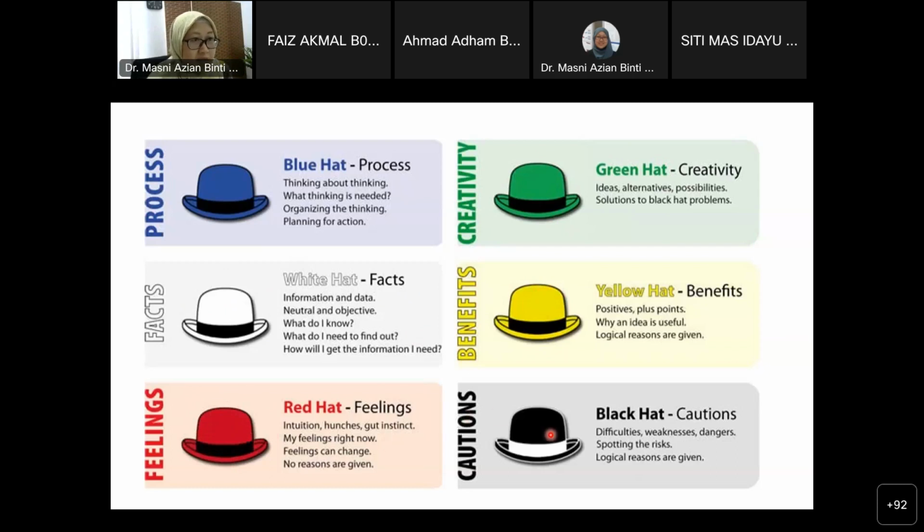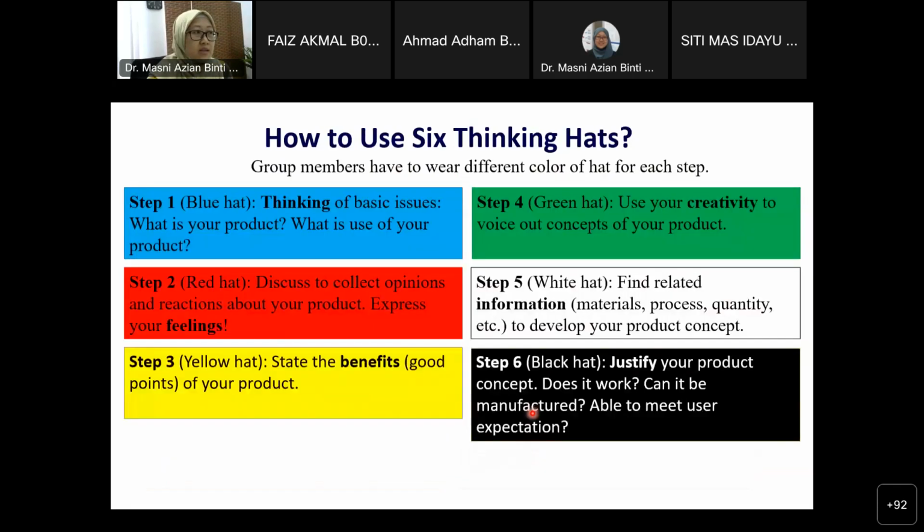Okay, black hat is like berhati-hati, cautions. So what are the difficulties? What are the weakness? What are the risks? So what are the dangers if we proceed with this particular idea? Okay, so how do you use the six thinking hat? So if you have 6 team member in your team, so each person would wear their own respective hats. So some person would wear the blue hat, some person would put on the green hat, some person would be the red hat, some person would put on the white hat, yellow and black.